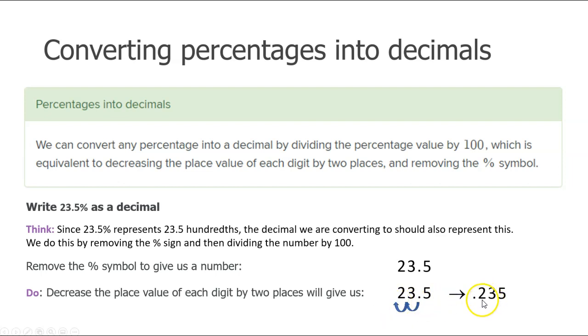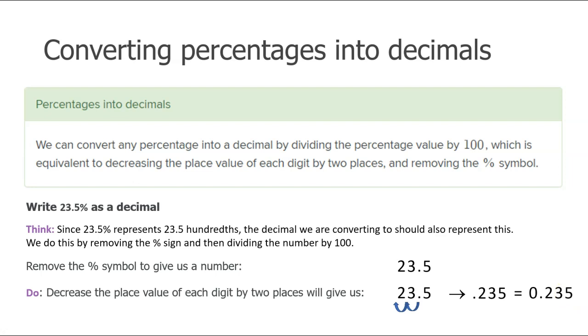That then gives us a new number. Again, I'm using an arrow, not an equal sign, because these are not equivalent to each other. A new number of .235. But again, we have an issue with this, and that is we should have a 0 in the front. So we put a 0 at the front. So we now have 0.235. And that is our final answer.